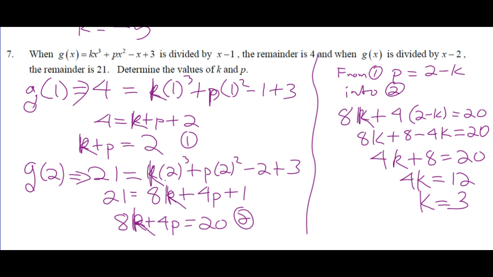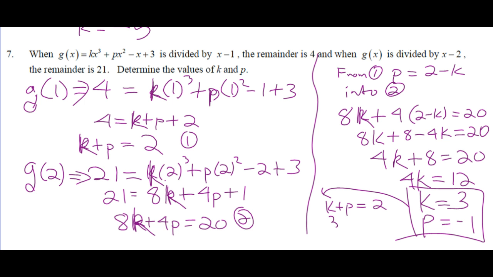K is 3, p is negative 1, that's just sort of obvious. Although, really, if we want to show that, then we go over here and we say k plus p is equal to 2, 3 plus p is equal to 2. Okay, so there's my answer. Put a little box around that so I can identify it.